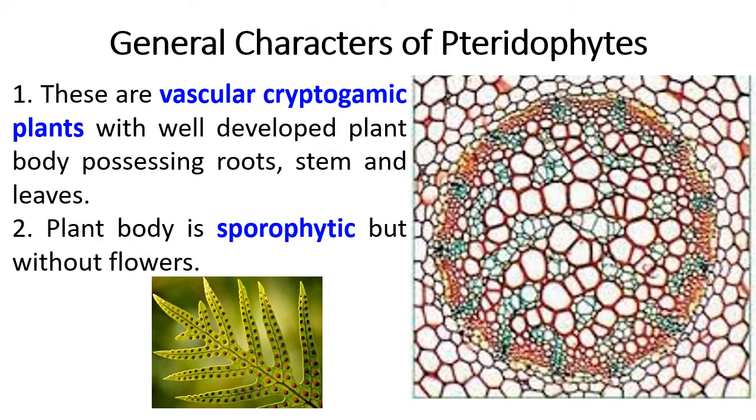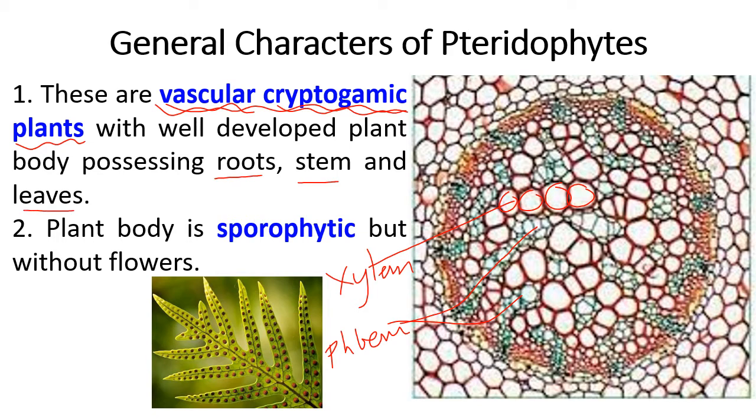Now we can see the general characters of pteridophytes. So these are vascular cryptogamic plants. Now why are these called vascular cryptogamic plants? Because these kinds of structures you can see, that is called xylem, and these small structures you can see, that is called phloem, and because of this vascular structure, these are called vascular cryptogamic. Why cryptogamic? Because it is non-flowering. Then the plant body possesses roots, stem as well as leaves.